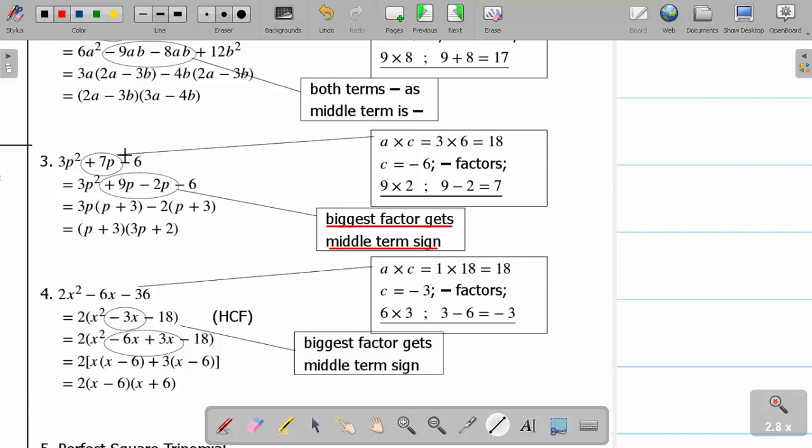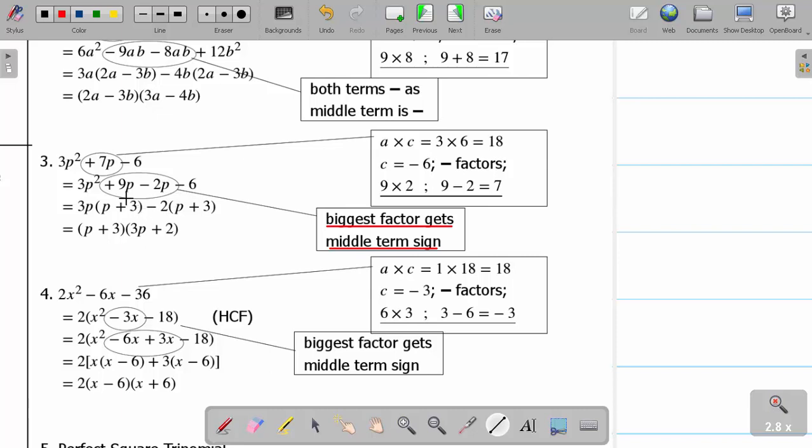One must be positive, the other must be negative, right? But the one to be positive, because of this positive here, should be on the biggest factor. So here, because I'm saving a 9 and a 2, and 9 being bigger than 2, 9 becomes a positive 9, okay? So I'm going to write it as 3p squared plus 9p minus 2p minus 6.